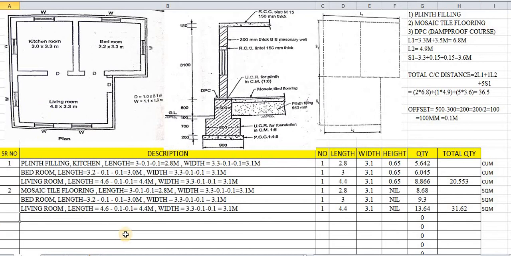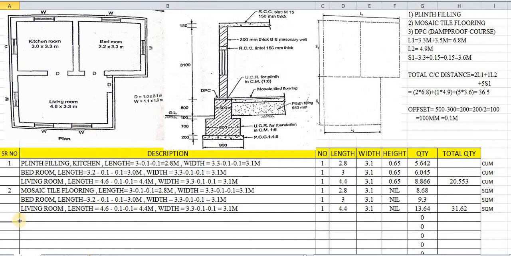So here, as the second concept, we have seen the mosaic tile flooring which has been laid along the line of plinth filling, and it has the same offset. So this concept of offset has also been implemented for mosaic tile flooring. But in the last lectures we saw that the flooring started from the wall, therefore we directly took the inner dimensions. But in this case, mosaic tile flooring starts along the plinth line, therefore this concept of offset has been used.